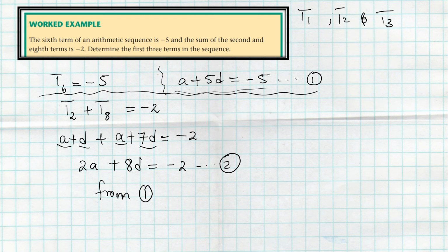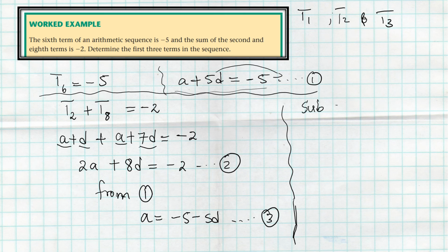From equation 1, which is a plus 5d equals minus 5, we're going to solve for a. Our a will be minus 5 minus 5d. When I take 5d to that side, it becomes minus 5d. So this is my equation 3. From equation 1, I managed to make equation 3.